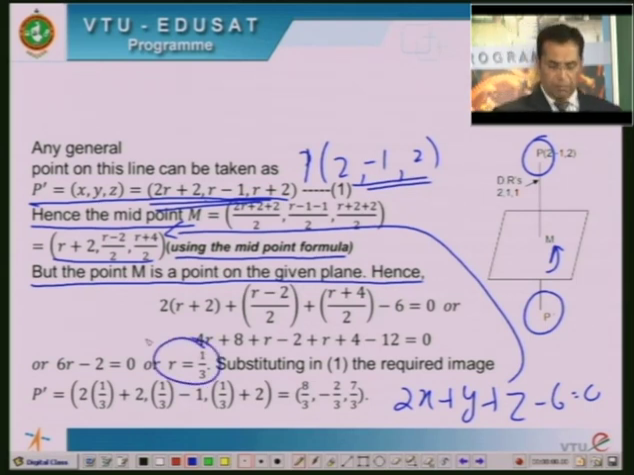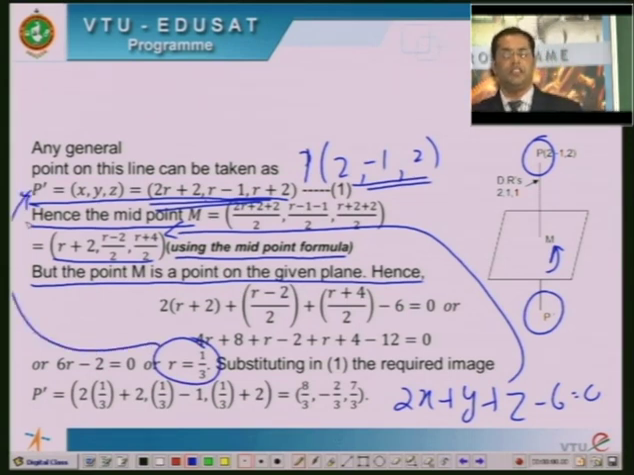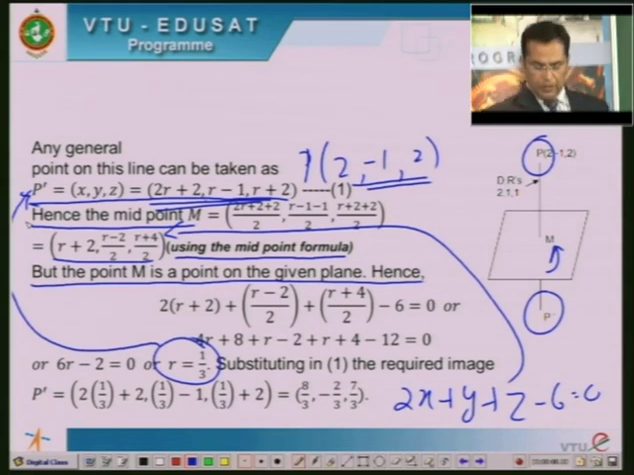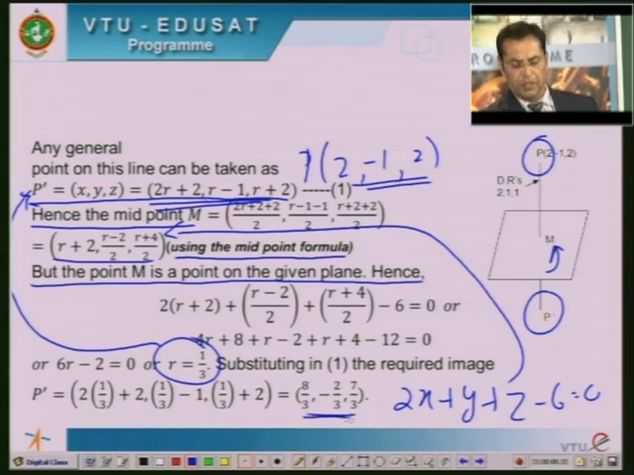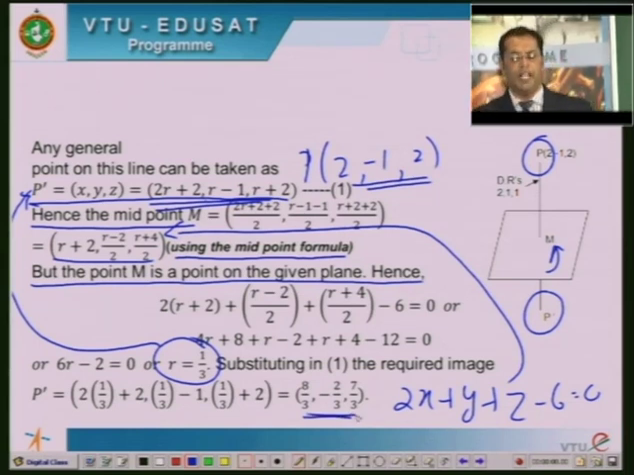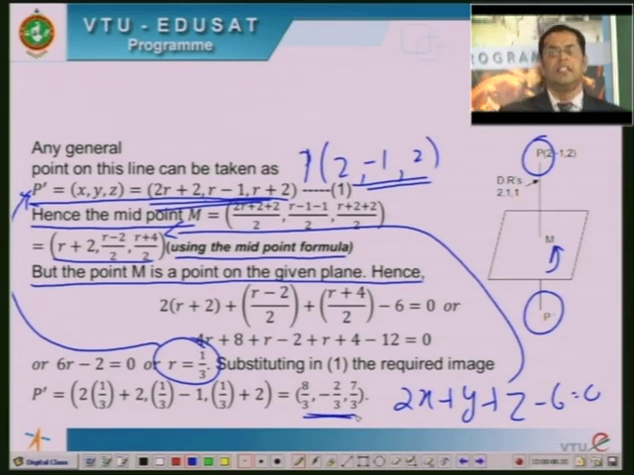Substitute this r back in equation 1, where P dash is assumed, which gives you 2r plus 2, that is 2 into 1 by 3 plus 2, then r minus 1, 1 by 3 minus 1, and r plus 2, which is 1 by 3 plus 2, giving you the image of the point P as 8 by 3, minus 2 by 3 and 7 by 3.